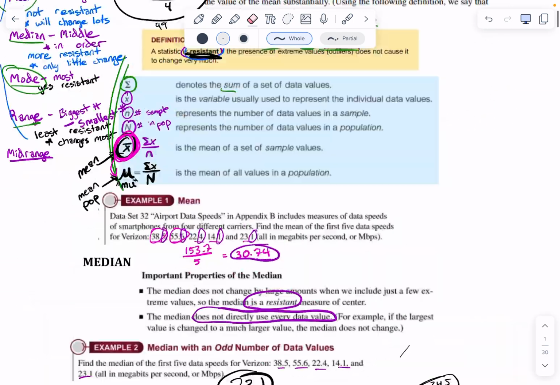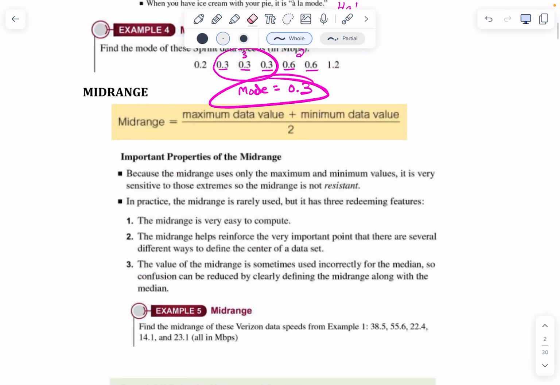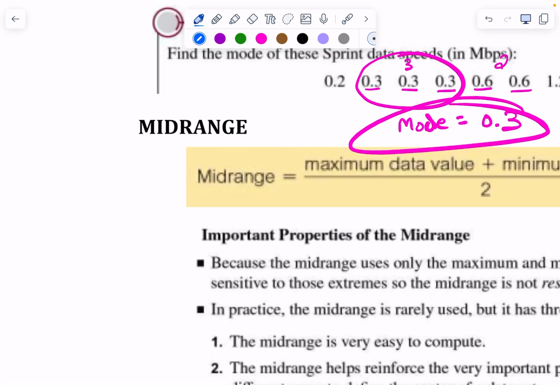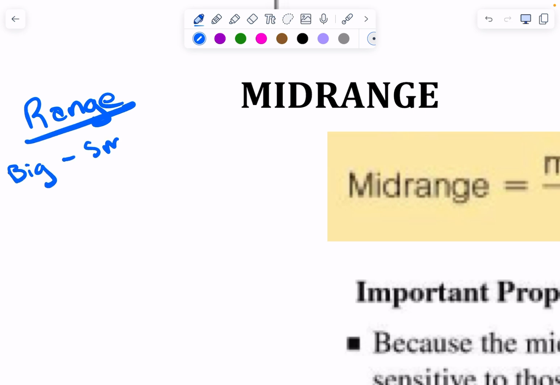All right, Josie, we are on 3-1. This is the first section in chapter 3. We just did mean, median, mode on Friday. Now we're talking mid-range. Are you ready for mid-range? We know what range is. We talked about range the other day, and we said the range is the highest, the biggest value minus the smallest value. Big minus small. It is how far apart your data is, right?